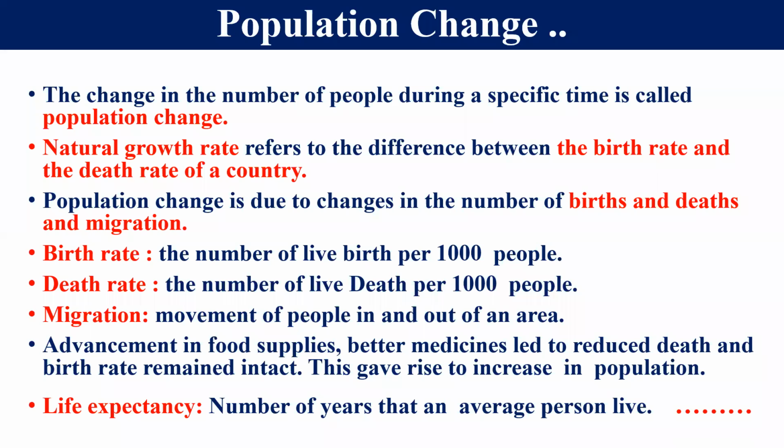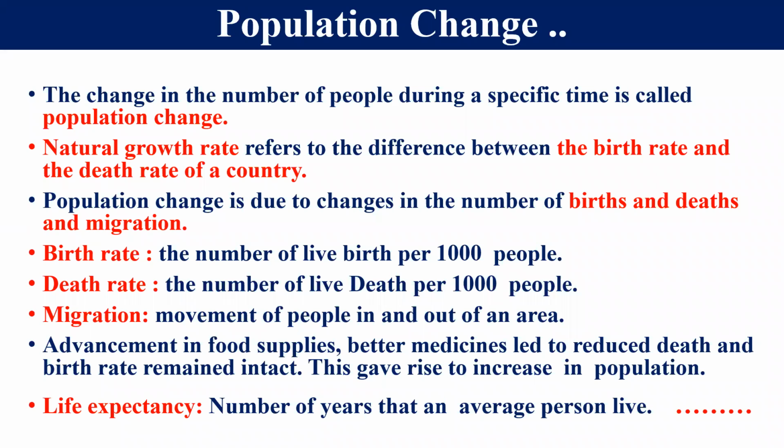Right, students? Now, we have one most important term, that is life expectancy. It must be very important for you because in the 9th standard, you will discuss this thing also. The number of years that an average person lives, remember this thing, is called life expectancy. It means in a country, the average age of the people is called life expectancy. In India, it is about 60 years.